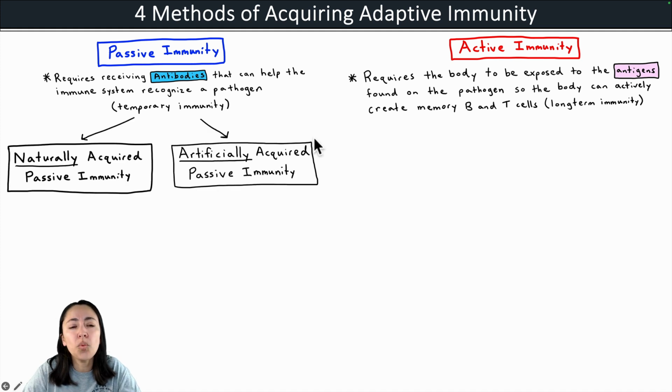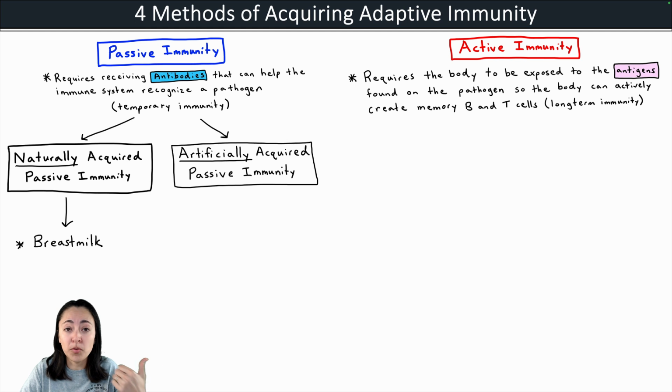So let's look at the 2 ways that we can acquire passive immunity or active immunity. Now, we can acquire passive immunity either naturally or artificially. So let's think about it. How could you naturally acquire antibodies? How could your body naturally receive antibodies? Well, this tends to only occur 2 times in your life. Antibodies are naturally acquired through breast milk.